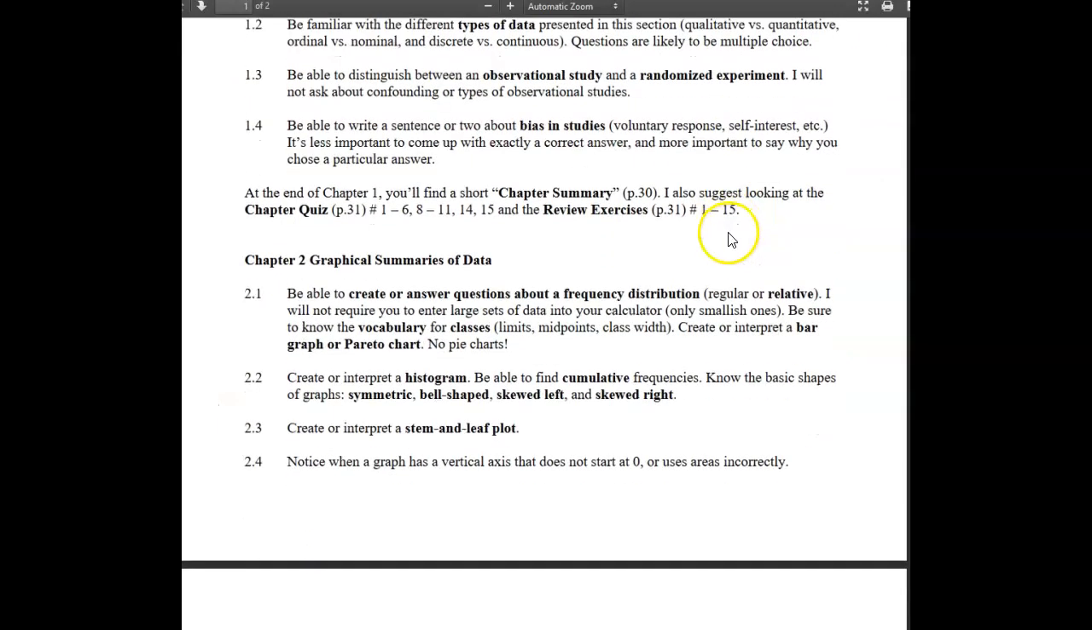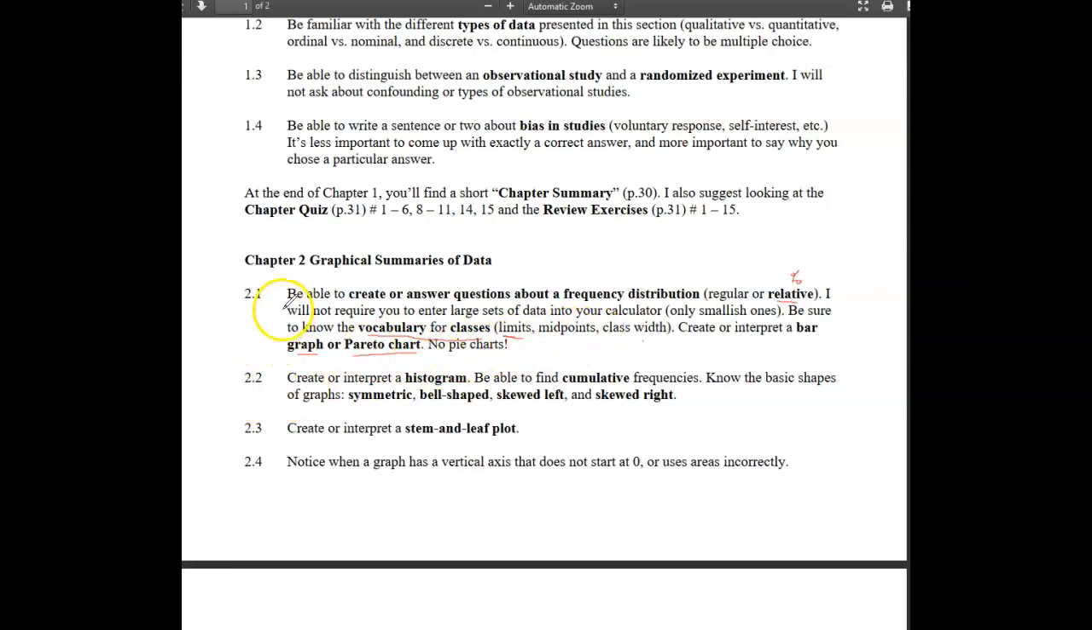Moving on to Chapter 2, we've got graphical summaries of data. Be able to create or answer questions about a frequency distribution, regular or relative, right? Relative is when we had percents or decimals. I will not require you to enter large sets of data into your calculator, only smallish ones. And so that for me is maybe like 10 to 12 pieces of data. Be sure to know the vocabulary for classes. We have upper and lower limits, midpoints, class width. Create or interpret a bar graph or a Pareto chart. And Pareto is just where the highest bar is first. No pie charts on this test.